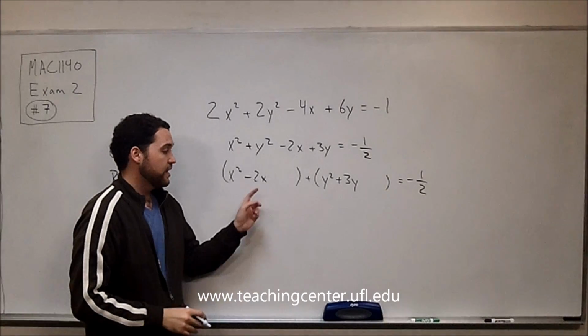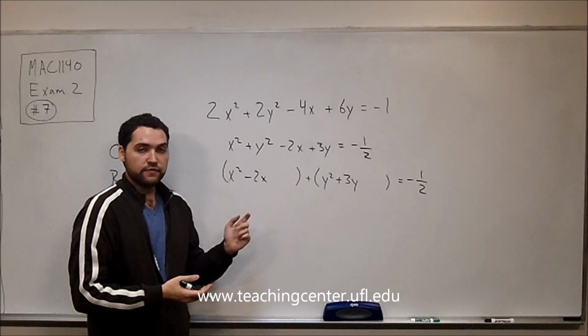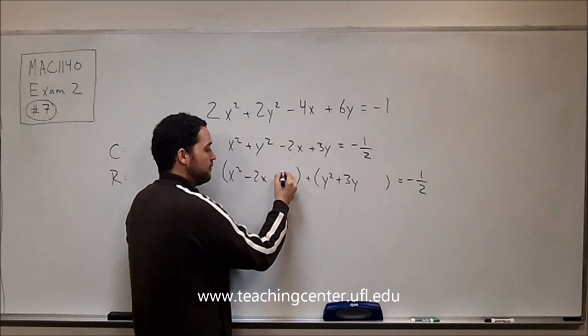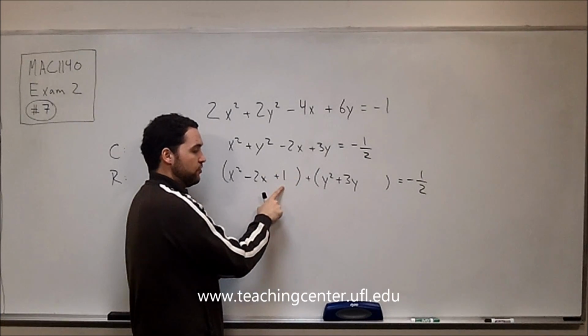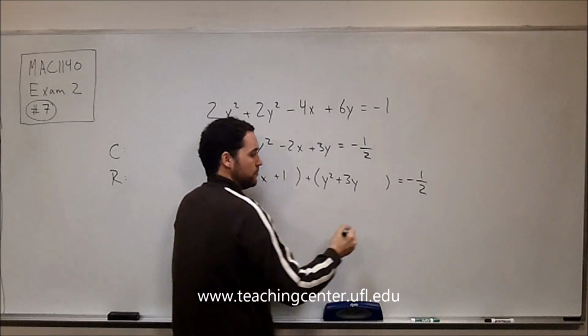Completing the square, all it says is take the middle term, cut it in half, and square it. So negative 2 divided by 2 is negative 1, and when you square it, it's positive 1. So you can go ahead and add plus 1 here. Now if you add plus 1 here, you have to add plus 1 to the other side of the equation, because everything needs to remain balanced.